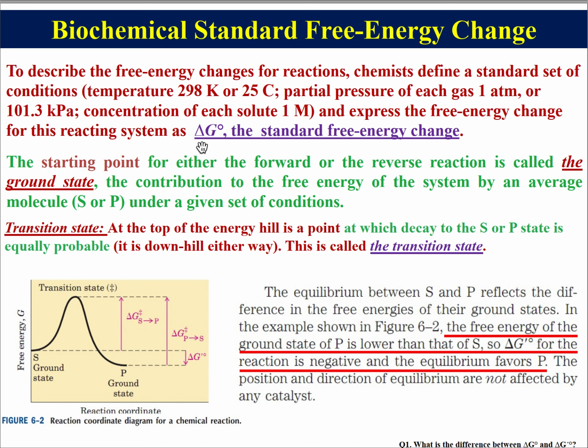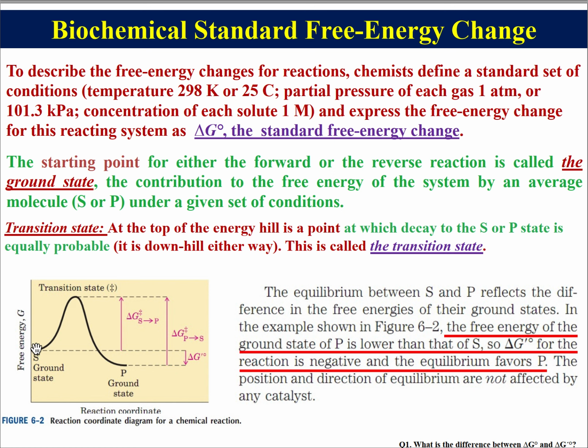So the starting point of either the forward or reverse reaction is called the ground state, the contribution to the free energy of the system by an average molecule, substrate or product, under a given set of conditions. And this is the transition state at the top of the energy hill. There is a point at which decay to the substrate or product state is equally probable, and it is downhill either way. This is called the transition state.